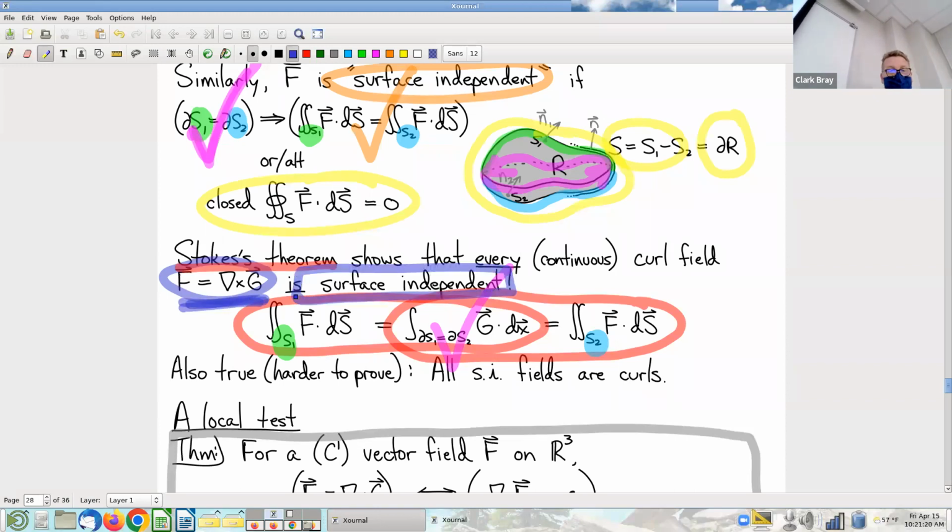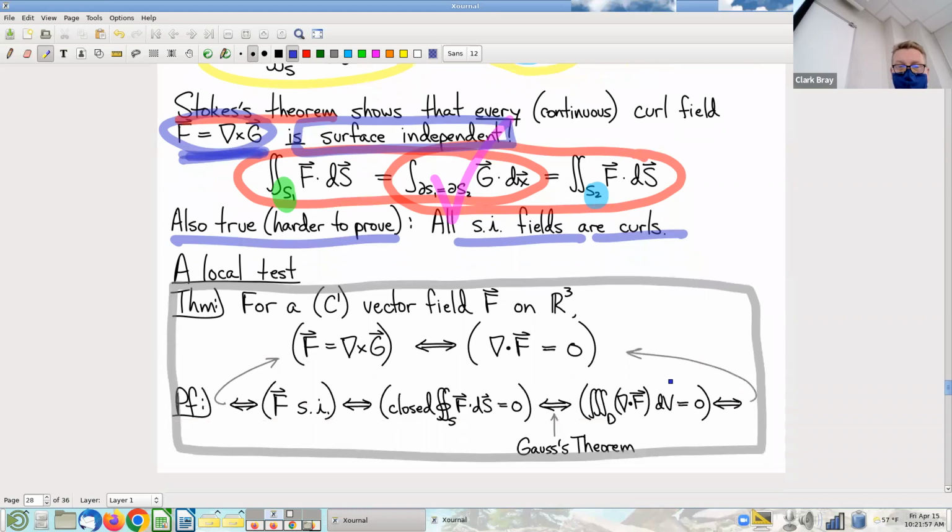Okay. And now again, harder to prove. We're not going to even try. How would one go about proving that it goes the other way also? Not only is every curl surface independent, but every surface independent field is a curl. Certain regularity requirements apply, and again, I don't want to get into the weeds. Structurally this is kind of analogous, right? With path independence, it was gradients. With surface independence, it's curls. Weird coincidence. What are the odds? And again, I'm going to come back and talk about that later.